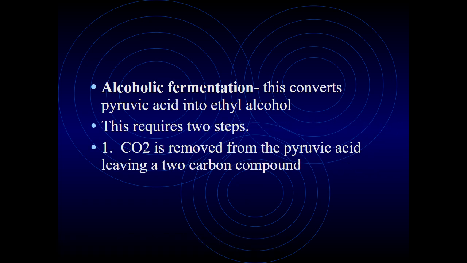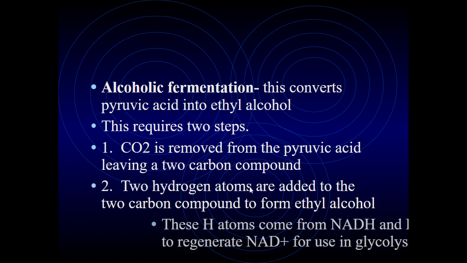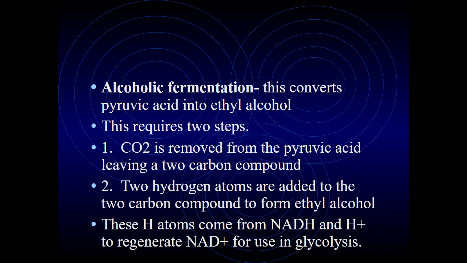Alcoholic fermentation converts pyruvic acid into ethyl alcohol. This requires 2 different steps. CO2 is removed from the pyruvic acid, leaving a 2-carbon compound. So remember, lactic acid is a 3-carbon. Once the CO2 is removed, that makes this a 2-carbon. 2 hydrogen atoms are added, and this compound forms ethyl alcohol. These H atoms, which are hydrogen, come from the NADH and the H+, and they regenerate that NAD+.